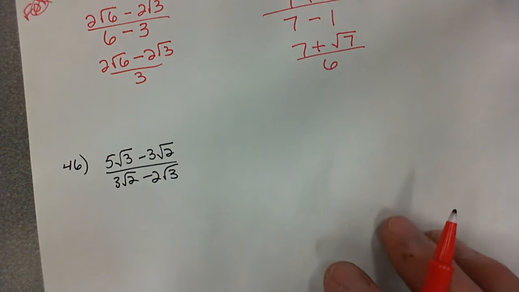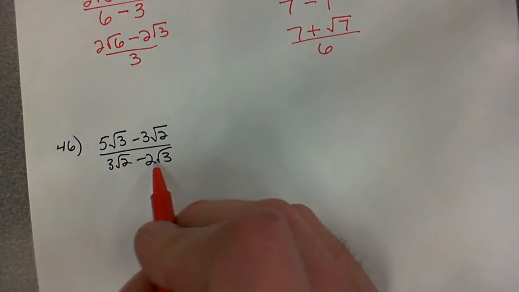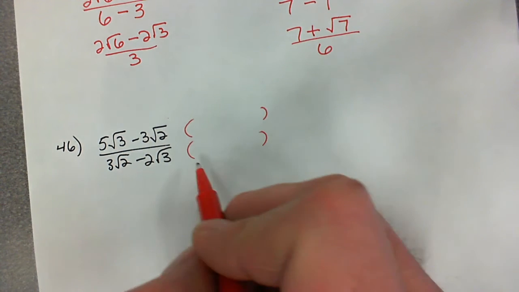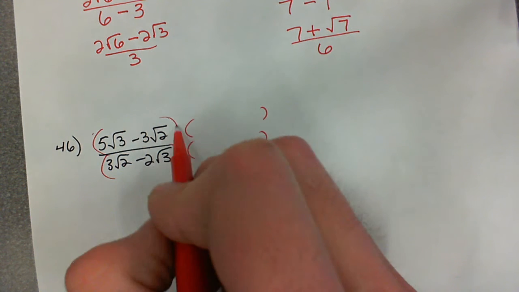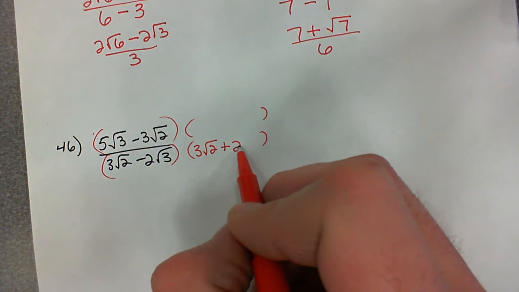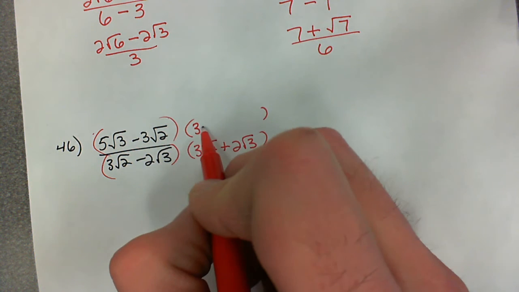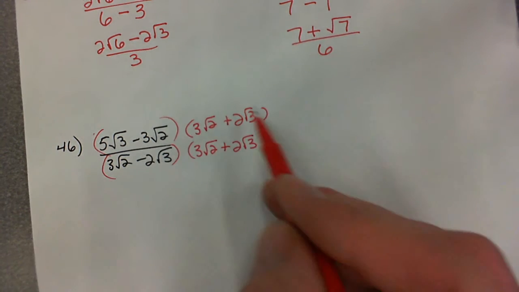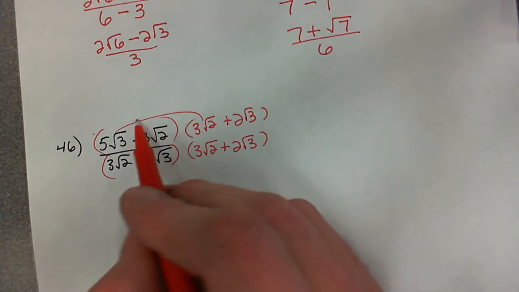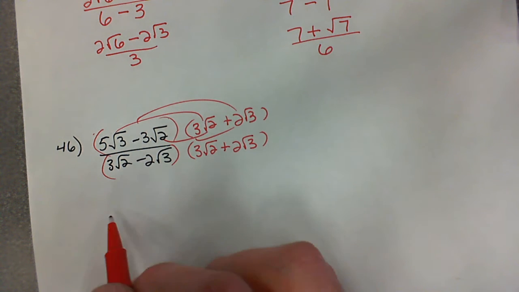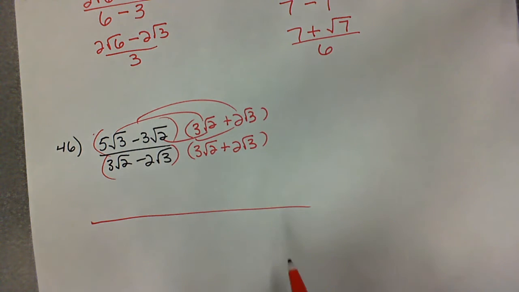Let's look at 46. Again, we have multiple terms in the denominator, so you need to multiply top and bottom by the conjugate of the bottom. So that's 3 square root of 2 plus 2 square root of 3. 3 square root of 2 plus 2 square root of 3. On the top, we're going to need to FOIL, so need to distribute and distribute. This one's going to take a little bit of effort.